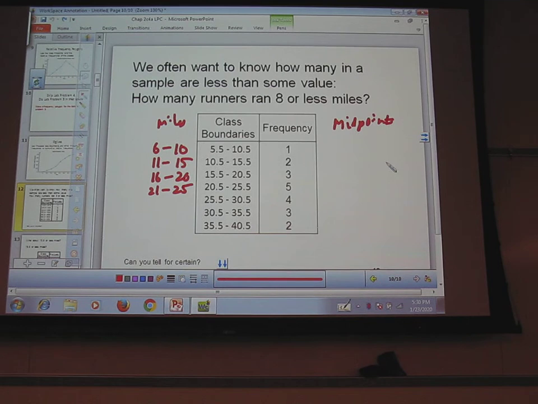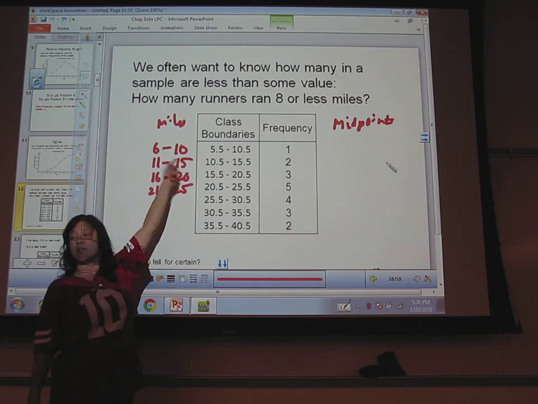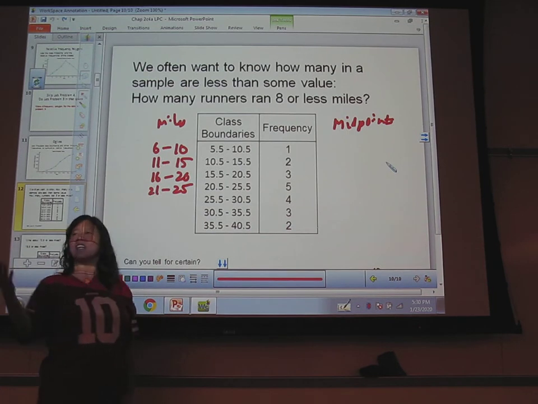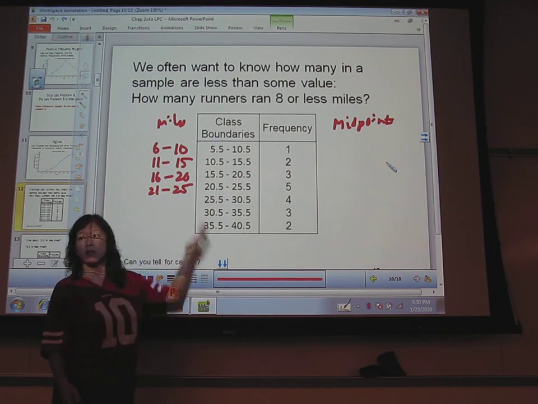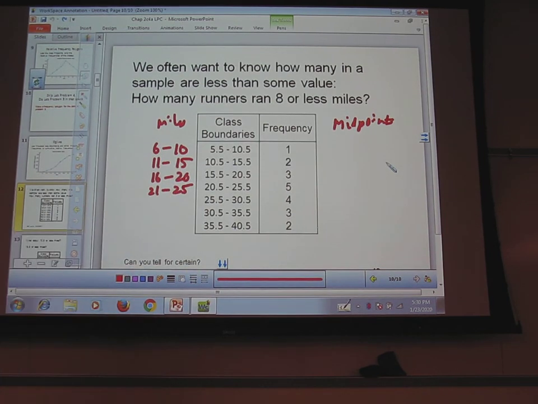What's the midpoint of a class from 6 to 10? Sorry, from 6 to 10 is 8. What's the midpoint from 11 to 15? 13, right? So if someone has $11, someone else has $15, and you average their money, they each have $13. So you see what I'm saying? Okay. So these are the midpoints. They are 8, 13, 18. Oh, look, I can just add class width.